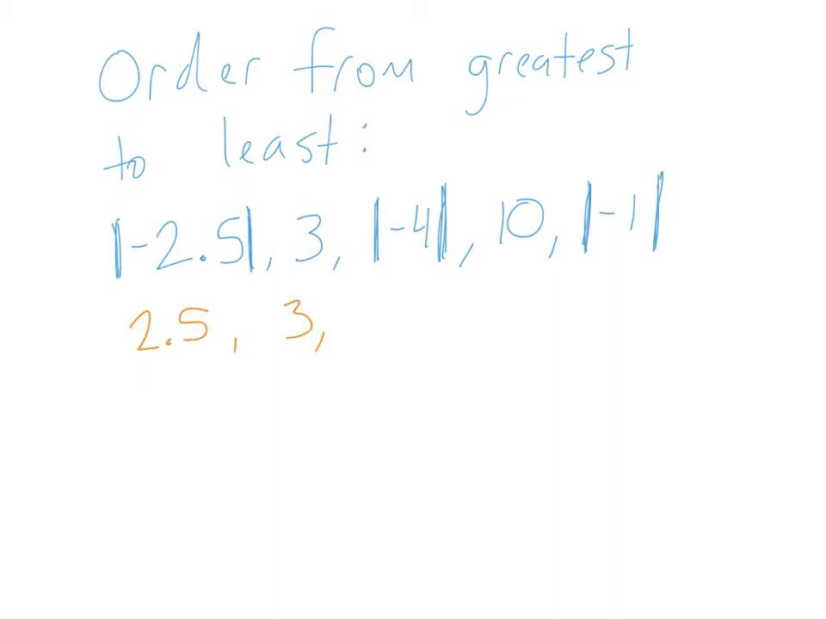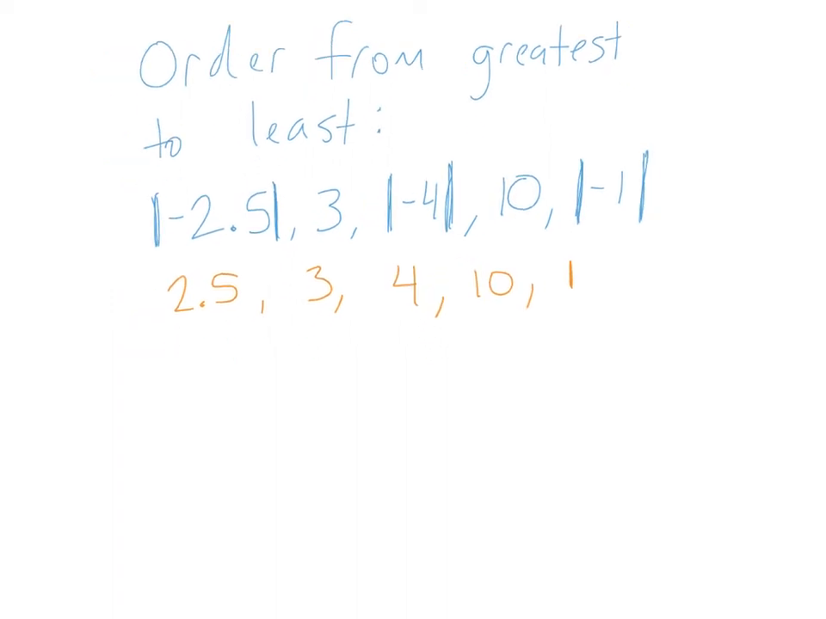Then we have the 3. What's the absolute value of negative 4? It's 4. Then we have the 10. And what's the absolute value of negative 1? Positive 1. And so now I can order them really easily, okay?